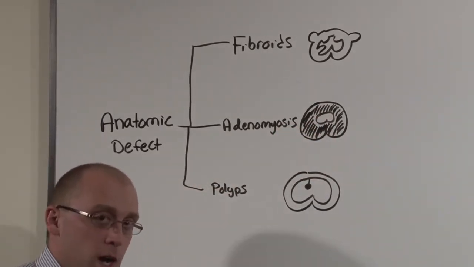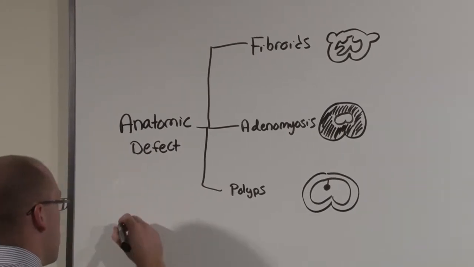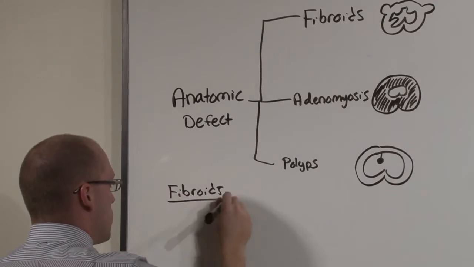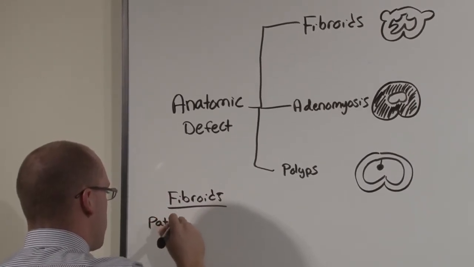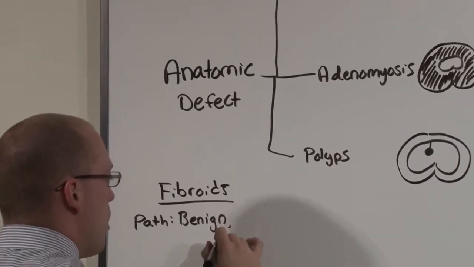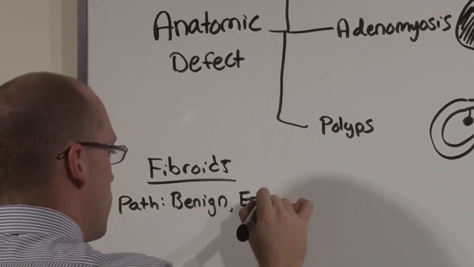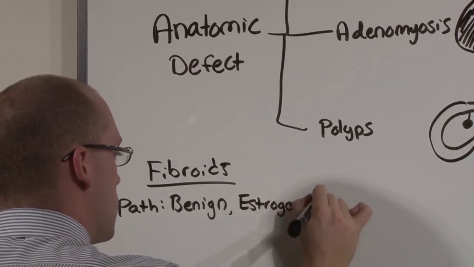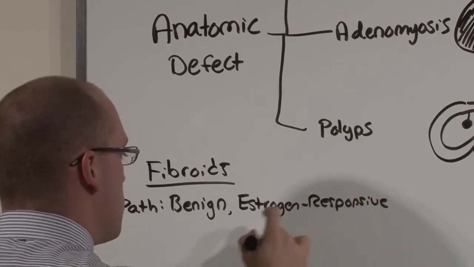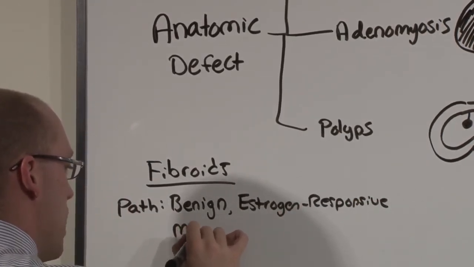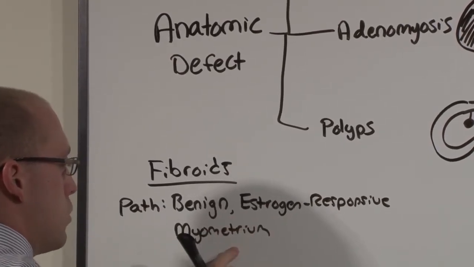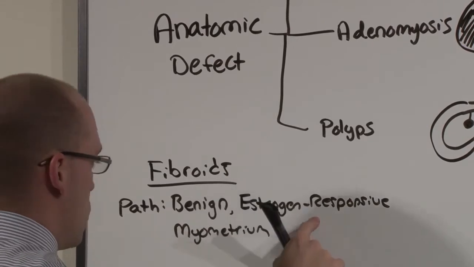So let's talk about fibroids since they are so common and you're likely to get many questions about them. First, fibroids are benign. That is, they are not cancer, and they are growths that are estrogen responsive. This is critical to their treatment. They are estrogen responsive pieces of muscle. They are from the myometrium, myo meaning muscle, myometrium layer. They are not cancer and they are estrogen responsive.